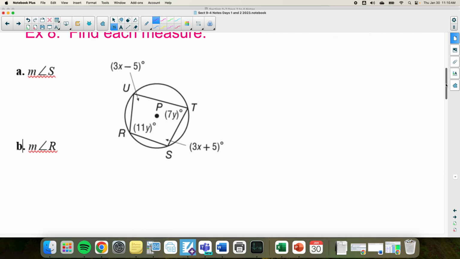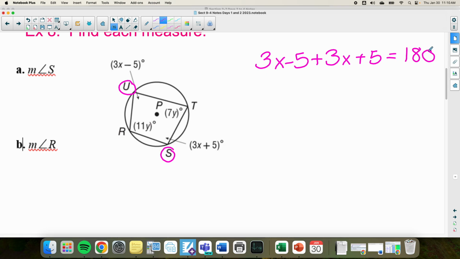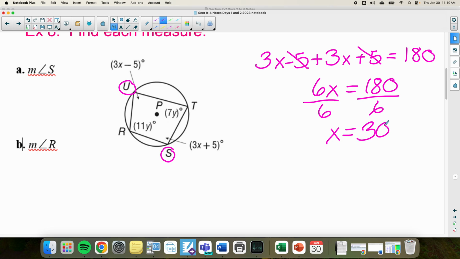So if I go down to this one, again, it's the ones that are across from one another add up to 180. So I would take U and S, add those two together, 3x minus 5 plus 3x plus 5, and they add up to 180. They're supplementary. So minus 5 plus 5 cancels. 3x plus 3x is 6x equals 180. Divide by 6, and x is 30.